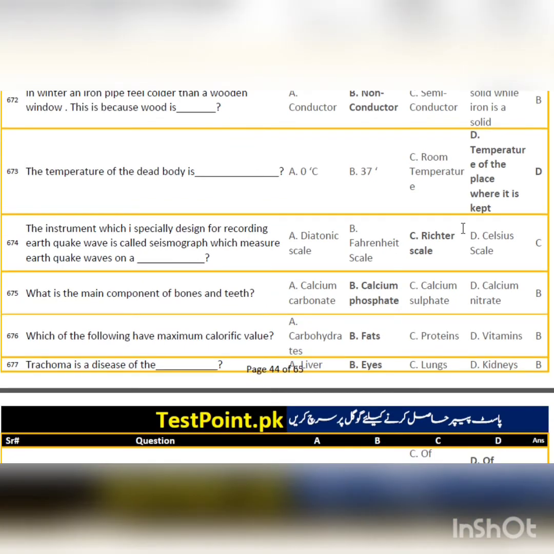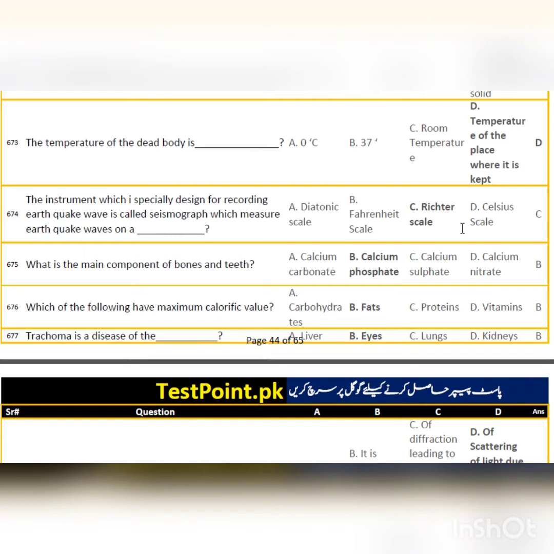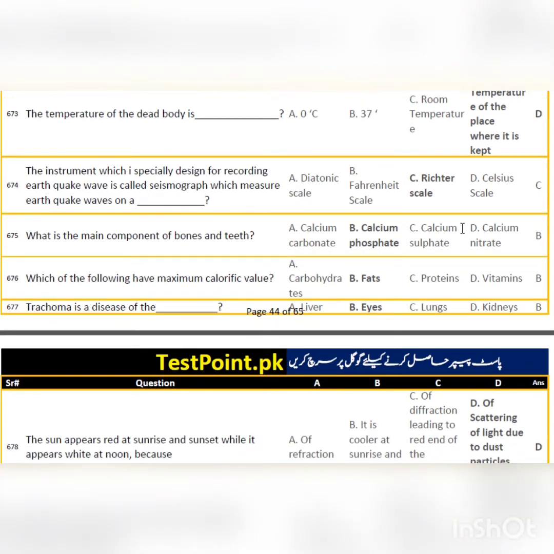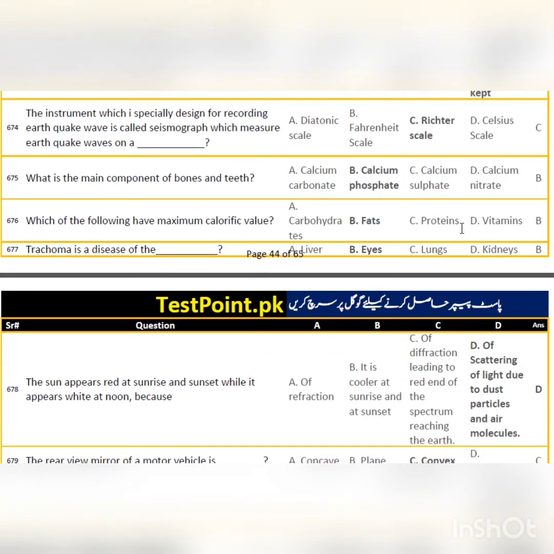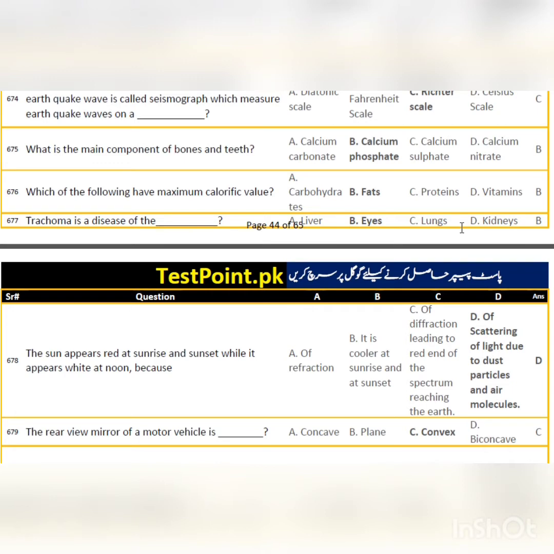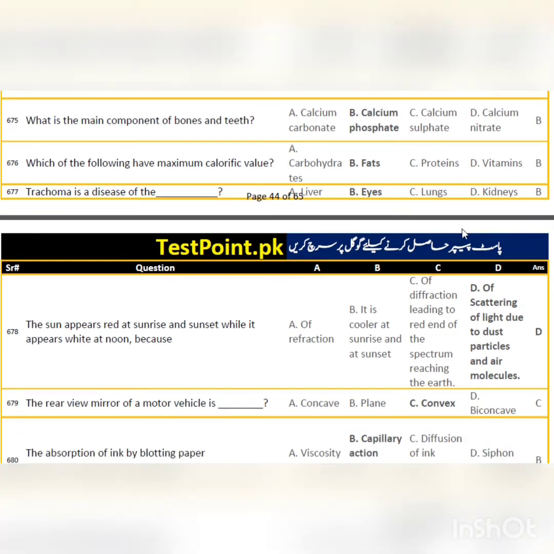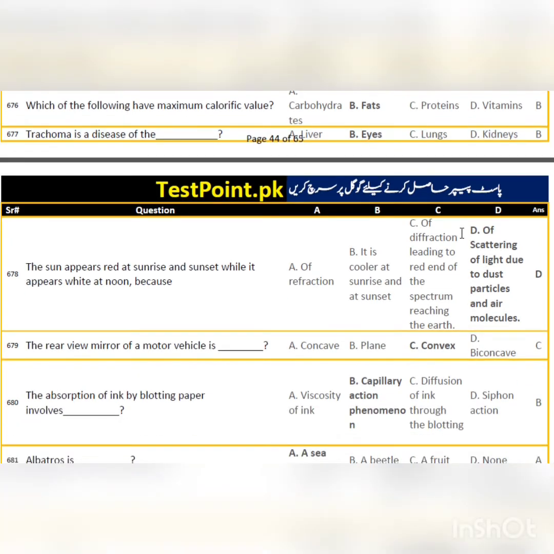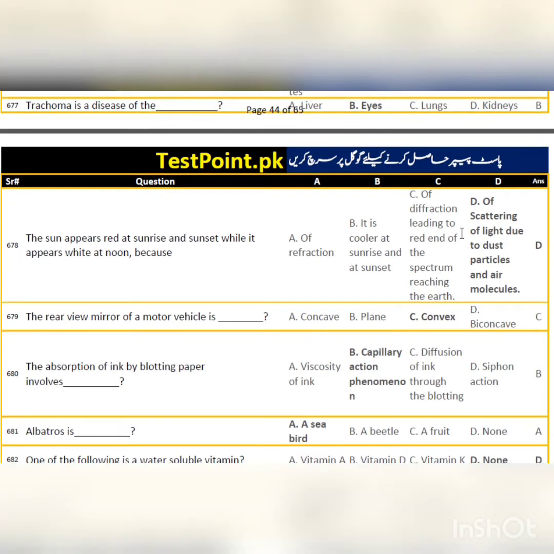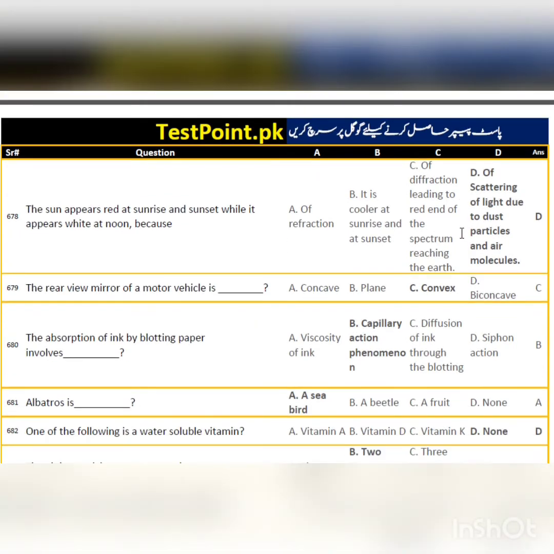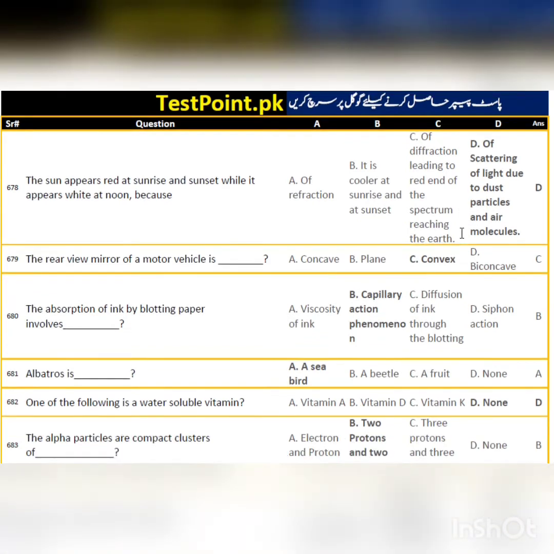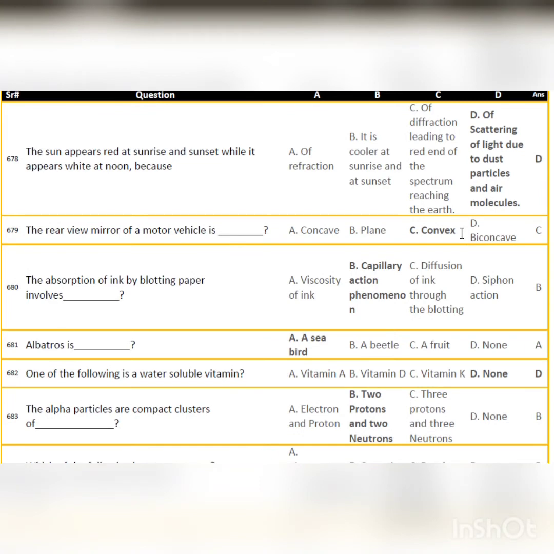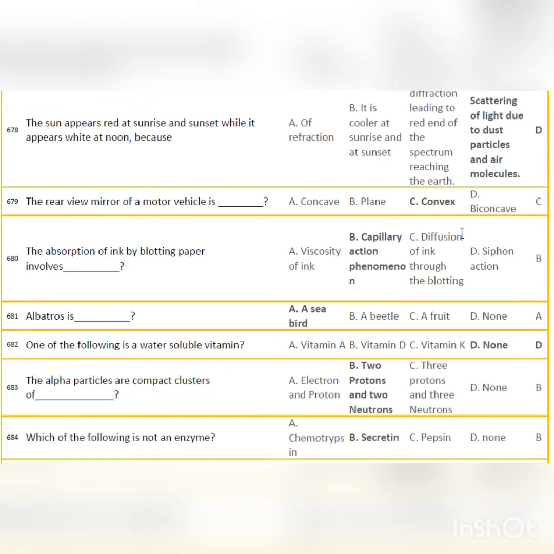Newton's third law of motion. A. For every action there is an equal and opposite reaction. B. Attraction or repulsion between two charges. C. Volume of a given mass of gas increases or decreases. D. Temperature remaining constant, volume of a given mass of gas varies inversely with pressure. Answer is A. For every action there is an equal and opposite reaction.